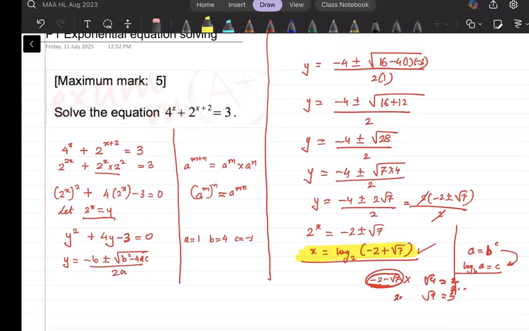So let me repeat. This is a quadratic in disguise. First you apply the rules of indices and split this up. Rewrite this as a quadratic. Get all terms on one side, make it equal to 0. Use the quadratic formula and substitute in it. Resubstitute the value of y as 2 raised to x. You are solving for x, so convert the index form to log form. The base of the index will become the base of the log on the other side, keeping in mind that the log of a negative number does not exist. So this is what we are supposed to do.